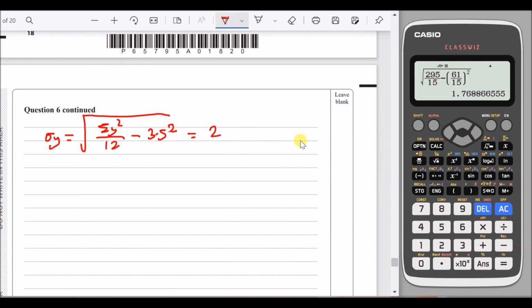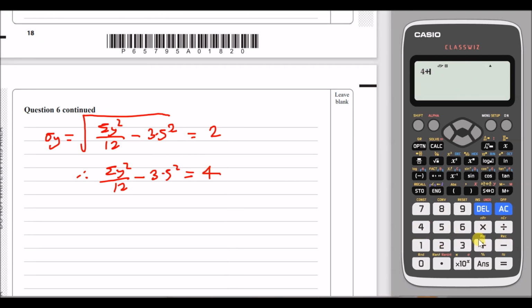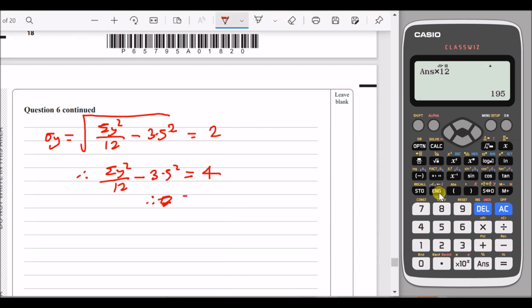Now, this is just a case of rearranging the formula, guys, yeah? So you can just say, okay, therefore, if we square both sides, we're going to have the sum of y squared over 12, take away 3.5 squared equals 2 squared, which is 4. Now, just doing a quick maths here, 4 plus 3.5 squared, that's going to give us 16.25. And then times the answer by 12, that will give us 195. So that's our result. The sum of y squared equals 195.